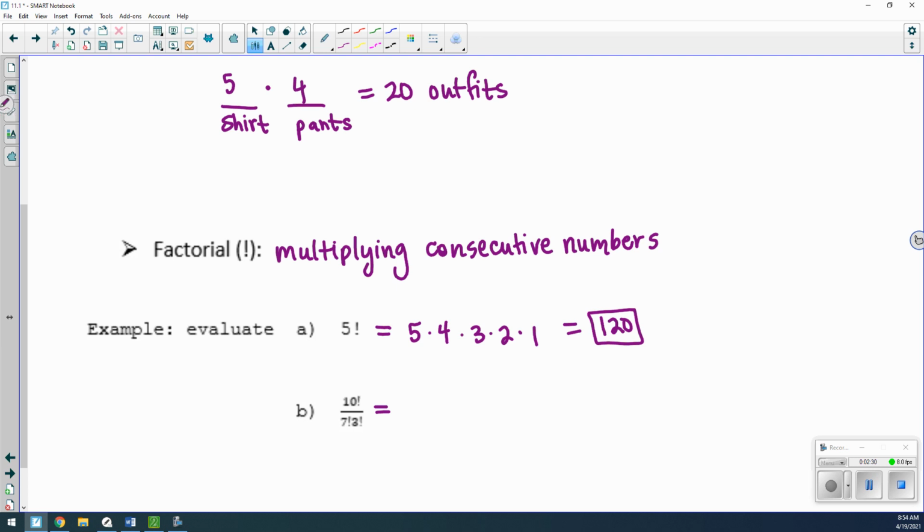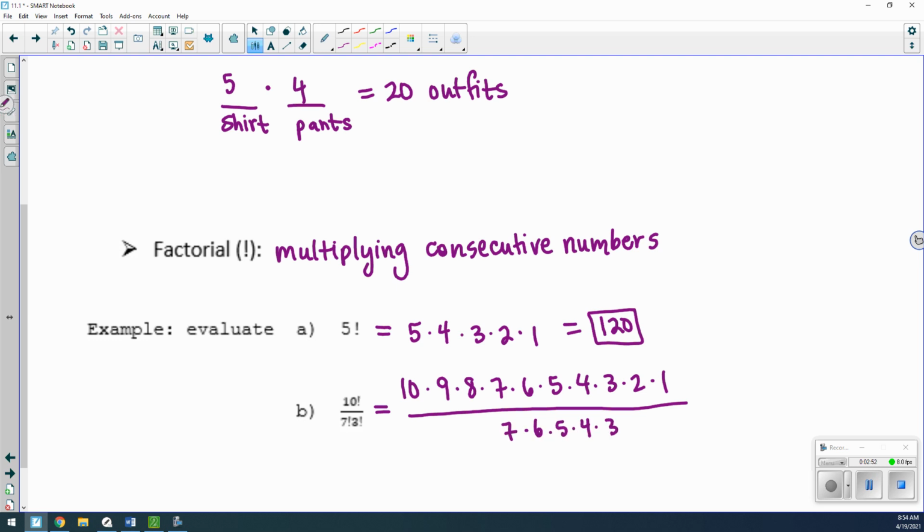So if I wanted to figure out 10 factorial divided by 7 factorial times 3 factorial, I'm going to write it out. I'm going to go 10 times 9 times 8 times 7 times 6 times 5 times 4 times 3 times 2 times 1. Now I promise you I'm not going to write those all out ever again. Then I know it's divided by 7 times 6 times 5 times 4 times 3 times 2 times 1. This business being my 7 factorial. I also need to divide by 3 factorial.